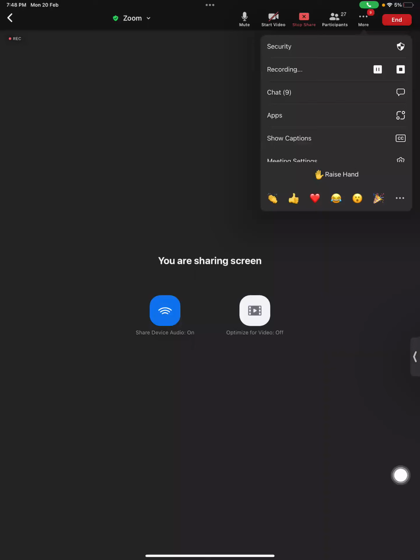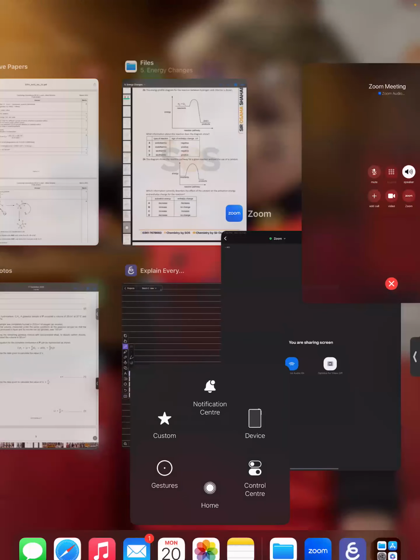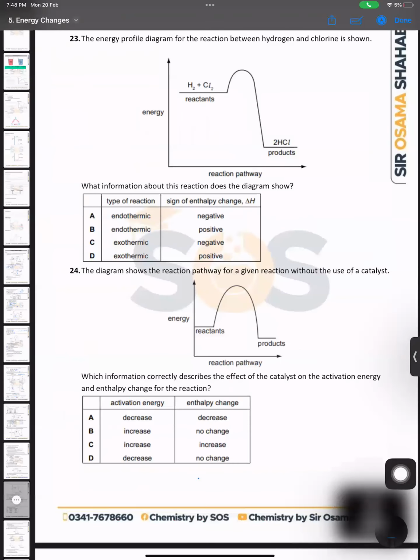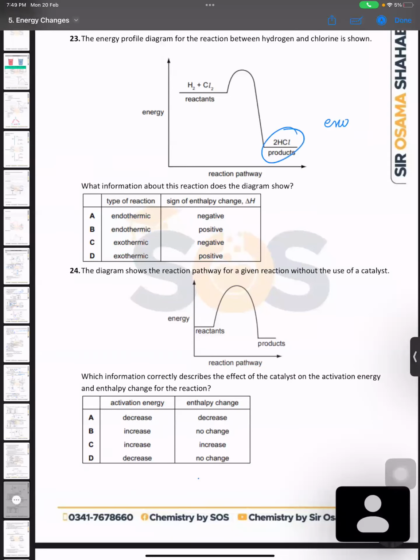So children, here we have question number 23. The question is saying the energy profile diagram for the reaction between hydrogen and chlorine is shown. Which information about this reaction does the diagram show? We know that this is an exothermic reaction because the product is downward, so the type of reaction is exothermic. So these two can be the right answer, these two cannot. For enthalpy change, because the product is lower, the enthalpy change should be negative. So the right answer will be C.